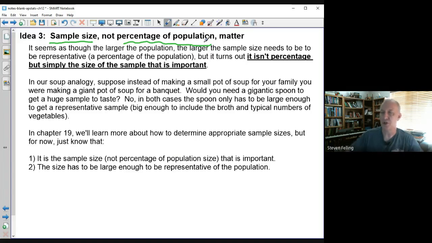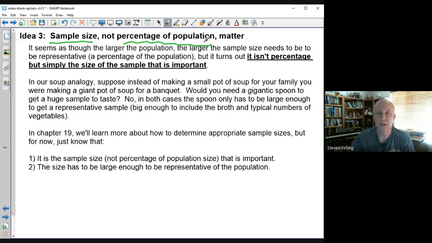So you have this huge pot of soup, right? Would you therefore need a gigantic spoon in order to taste that pot of soup? As long as you stir it up, you could get by with the same old size spoon, right? You don't have to have a gigantic ladle to taste the soup, because as long as the spoon is big enough to fit a piece of potato, a piece of peas, and all the kinds of things that could be in the soup, then it's fine, right? So there is a minimum size for the sample, which we'll talk about later how to compute, more in second semester, but that doesn't really change with the size of the population.